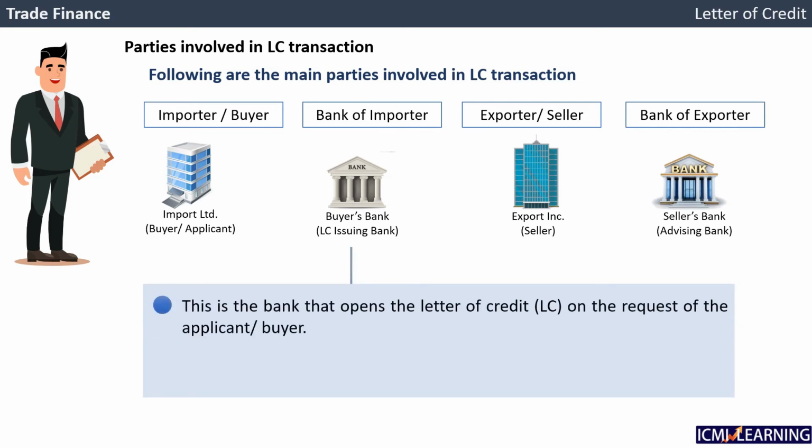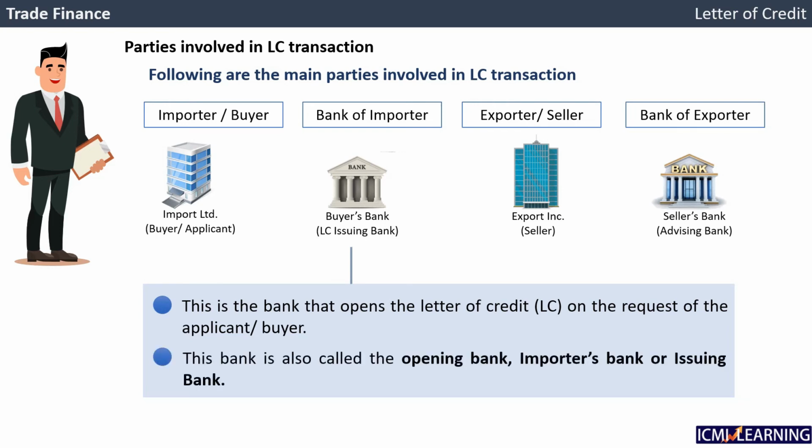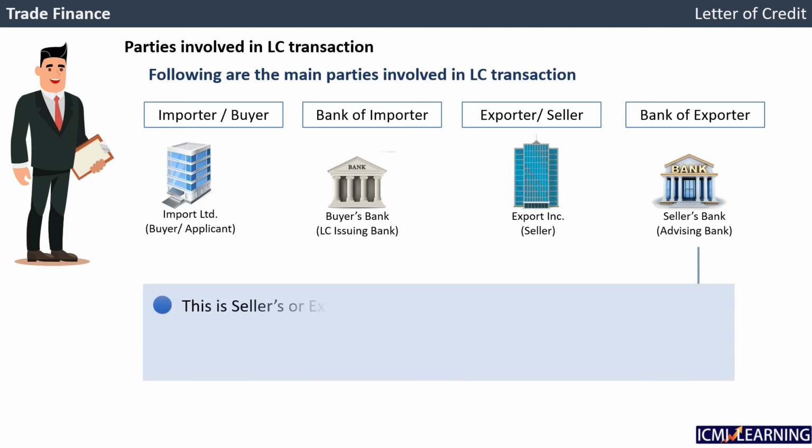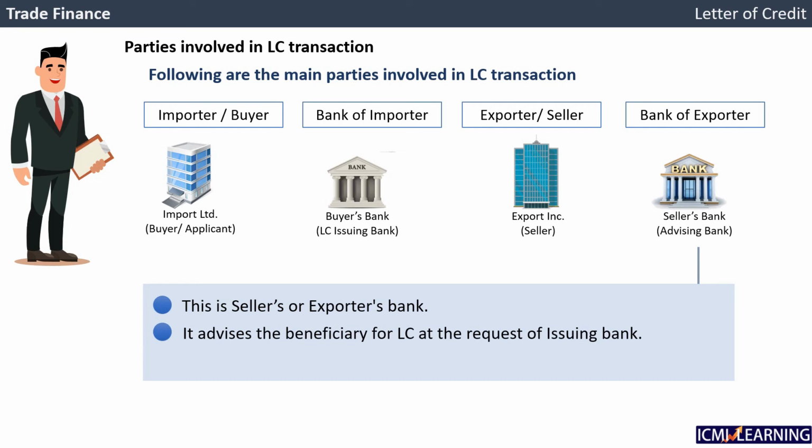The bank of importer is the bank that opens the letter of credit on the request of the applicant or buyer. This bank is also called the opening bank, importer's bank, or issuing bank. The exporter or seller is the party which is entitled to receive the benefit under an LC. It is also known as beneficiary under LC. Bank of exporter is seller's or exporter's bank. It advises the beneficiary for LC at the request of issuing bank. It is called advising bank or notifying bank.